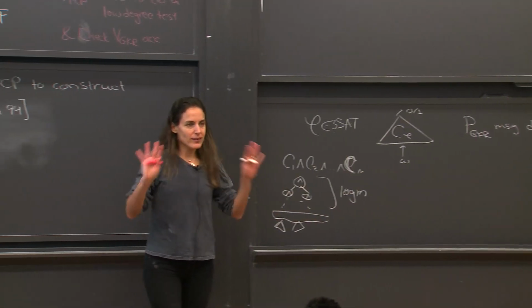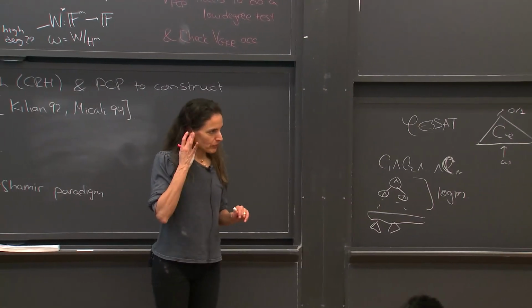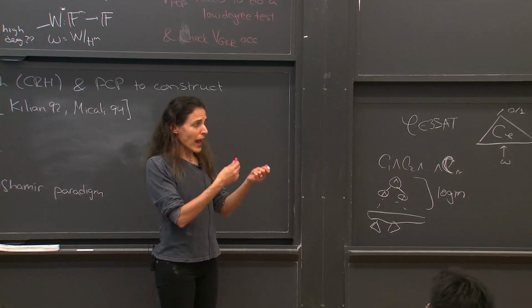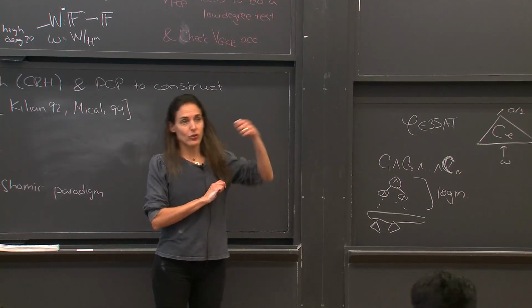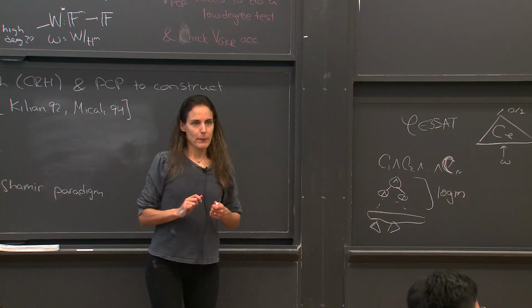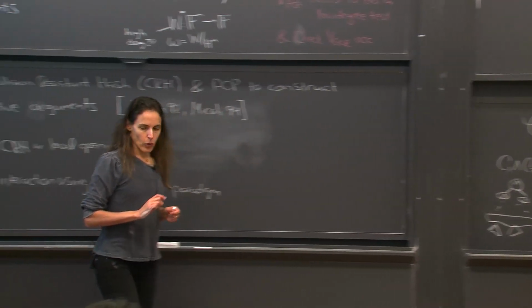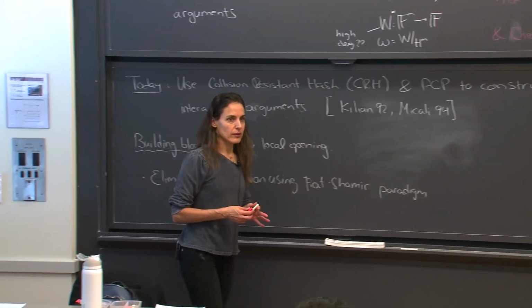So that's how lambda relates to n, and how the strength of the assumption relates to n. Okay, any questions about that?